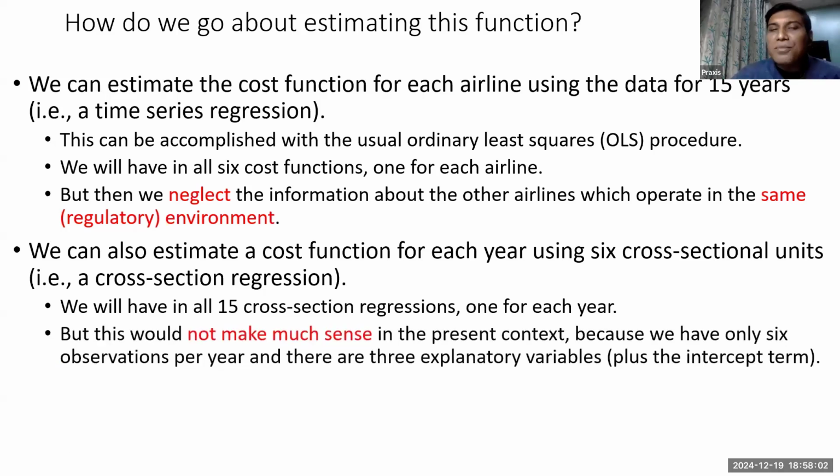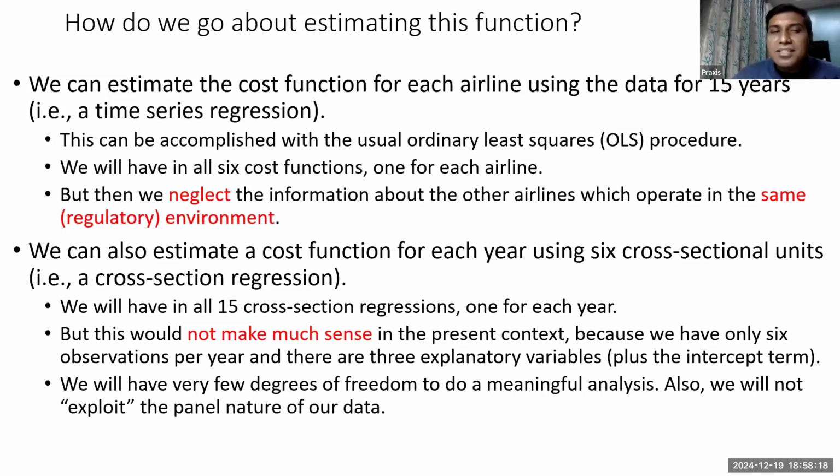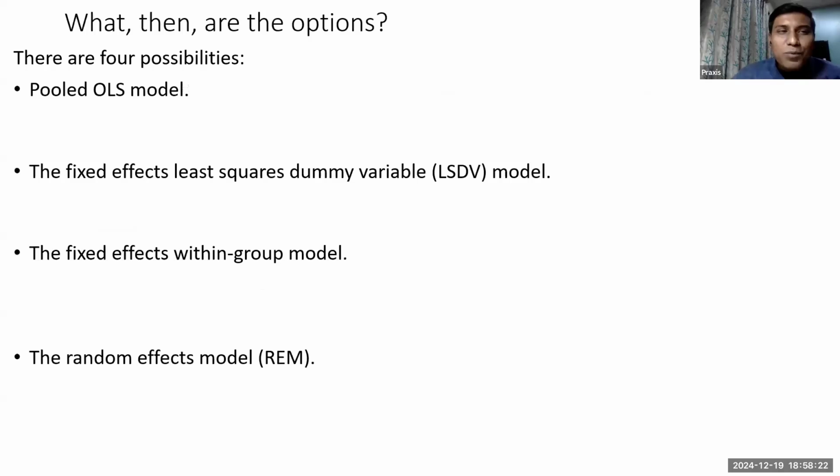But this definitely does not make sense because we will have only 6 observations per year. And we are already having 3 explanatory variables and 1 intercept term. So what about your degrees of freedom? That will go for a toss, right? So we cannot do meaningful analysis using this approach either, right? So what are the options there?